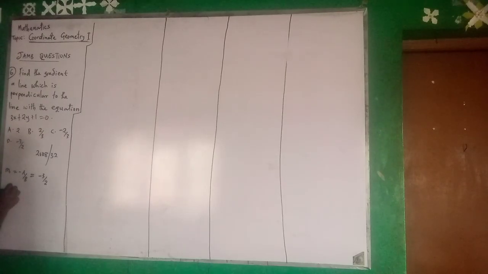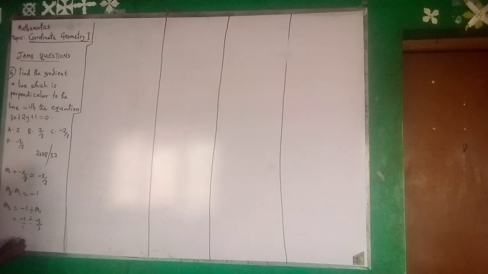Now I know that M2 times M1 must be minus 1, right? Now I know this one, I don't know this one. So which means that M2 is equal to minus 1 divided by M1. So the M2, the one I'm looking for, becomes minus 1 divided by M1, which is minus 3 over 2, right? This one over 1 now.